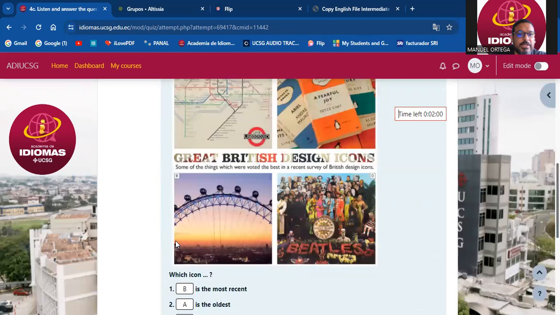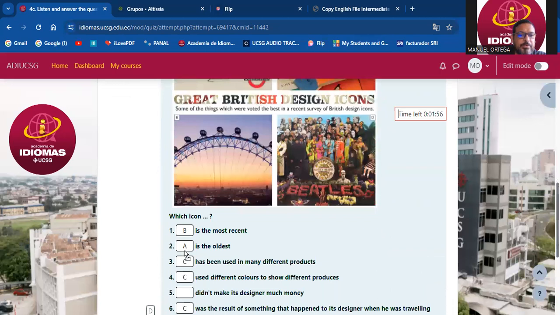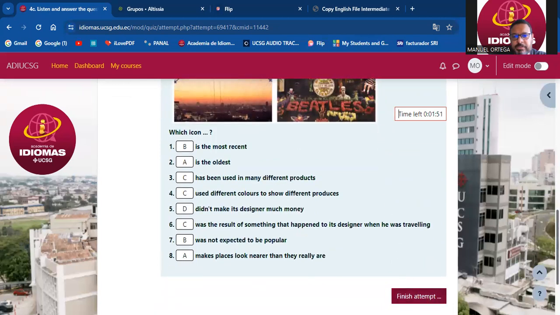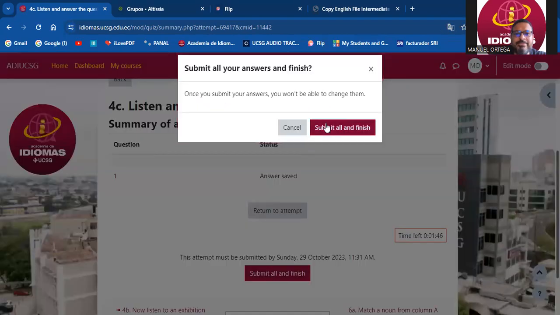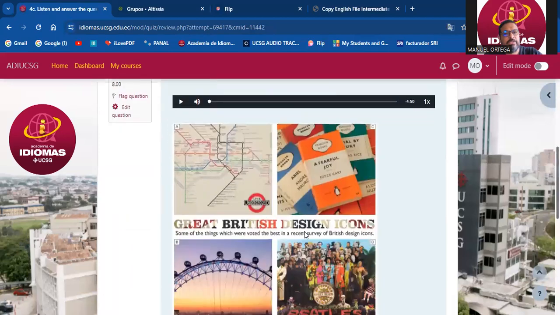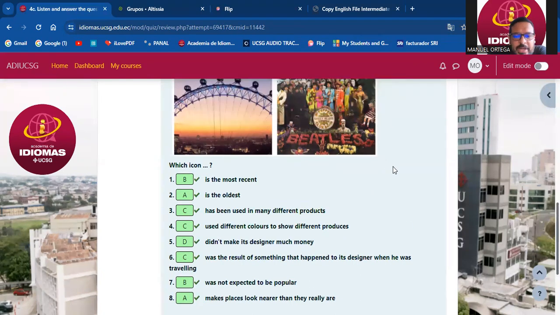We're going to use it only on number 5. Yep. Because of the time, let me finish the attempt and let's see what we get. Excellent. So there you have it. There is my result with your assistance. Thank you so much to the ones that helped. Number 1B, number 2A, number 3C, 4C, 5D, 6C, 7B, and 8A. There you have it for a couple of seconds before I go to your results.